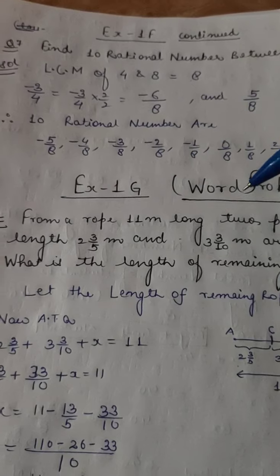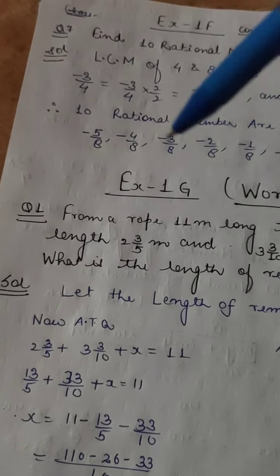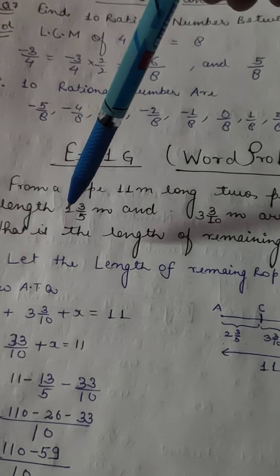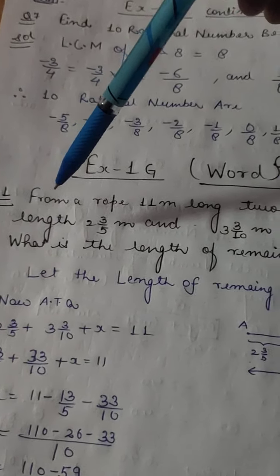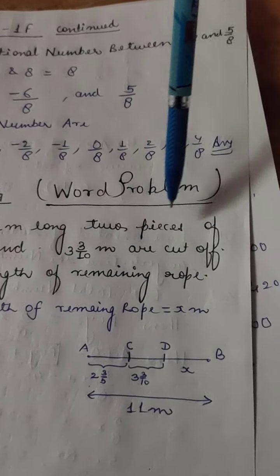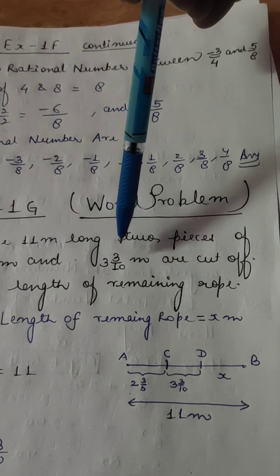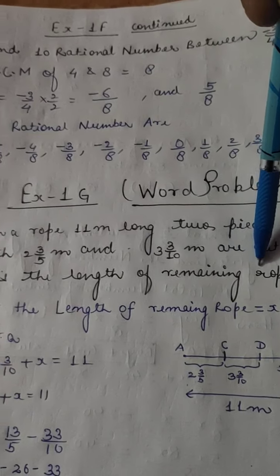Exercise 1G. I have solved some of the questions from this exercise. First go through the question and try to understand what actually the question says. Question number 1 is: from a rope 11 meters long, two pieces of length 2 3 by 5 meters and 3 by 10 meters are cut off. What is the length of the remaining part?